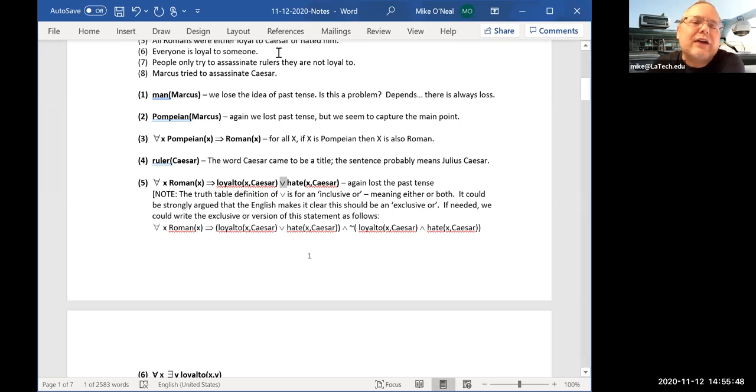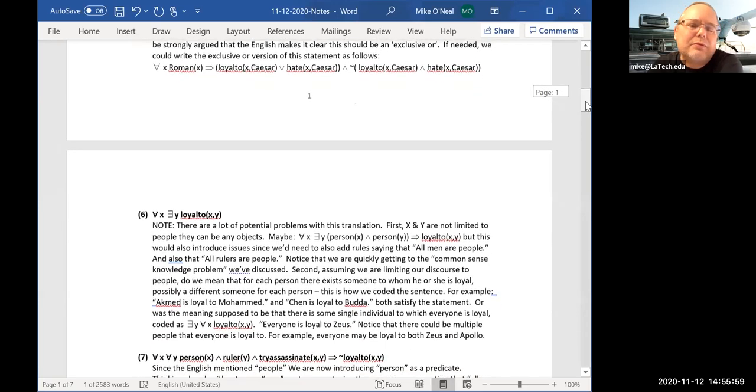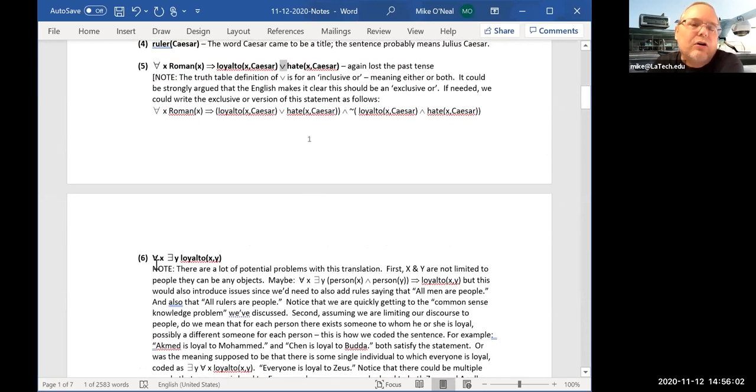Okay, so number 6, everyone is loyal to someone. Okay, what does that mean? It probably means for all X, there exists a Y. Oh, here's another new symbol, a backwards E. You've got an upside down A and a backwards E. The upside down A means for all, the backwards E means there exists. So for all X, there exists a Y where X is loyal to Y. Everyone is loyal to someone.